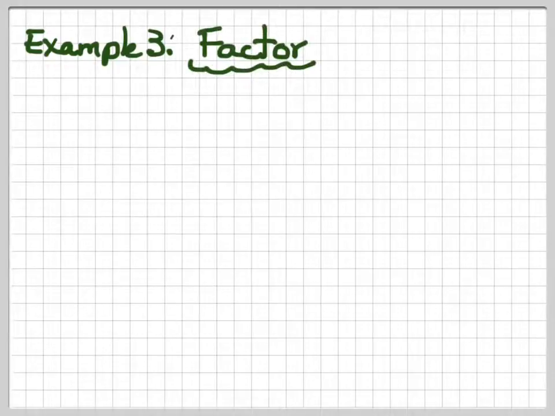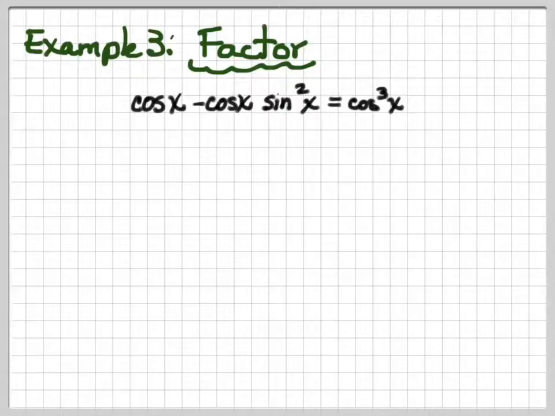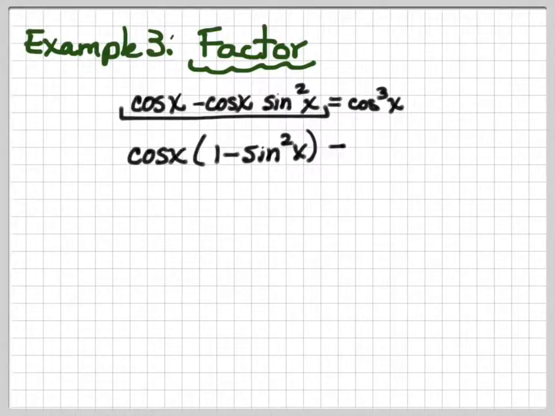Okay, example number 3. Before you even start to work an identity, you need to analyze it. What is it that I think I can do? And sometimes you can factor things out. So if I have cosine x minus cosine x sine squared x equals cosine cubed x, obviously my more complicated side once again is the left. And so I'm going to factor out a cosine x. So I'll have cosine x times 1 minus sine squared x, and that would be equal to cosine cubed x. I'm not going to write that down though, because I'm not manipulating anything but the left-hand side.